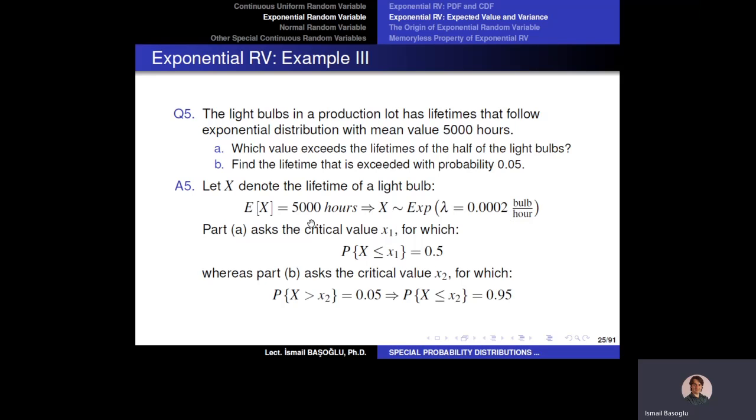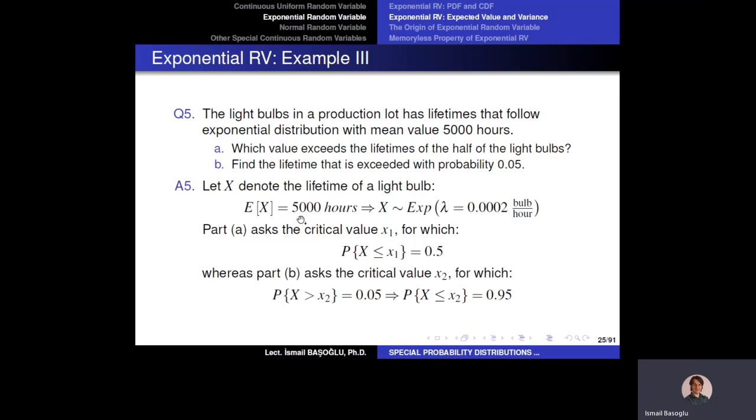Okay. Now, check this out. The average lifetime of a light bulb is 5,000 hours per bulb. So for each light bulb, the average lifetime is 5,000 hours. And if you take the multiplicative inverse of this, the unit will become bulb per hour. So this means what? On the average, we are consuming 0.0002 light bulbs per hour. Okay? So the rate of usage of these light bulbs is quite small.